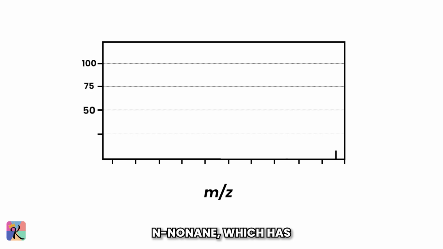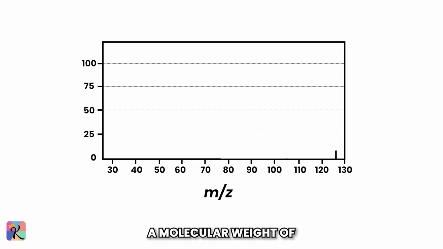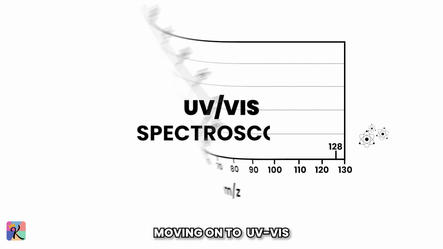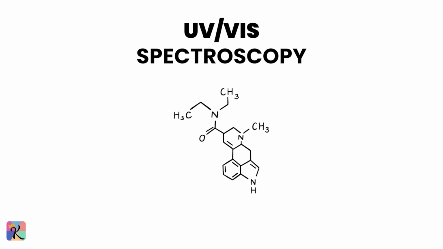For example, in a mass spectrum of n-nonane, which has a molecular weight of 128 grams per mole, peaks at lower masses indicate fragments formed by breaking the molecule into smaller parts. Additionally, the presence of specific isotopes like bromine and chlorine, which have characteristic natural abundances, can help identify elements in the molecule. Moving on to UV-Vis spectroscopy, which is a type of absorption spectroscopy.